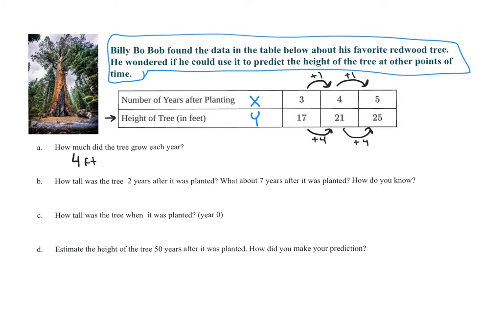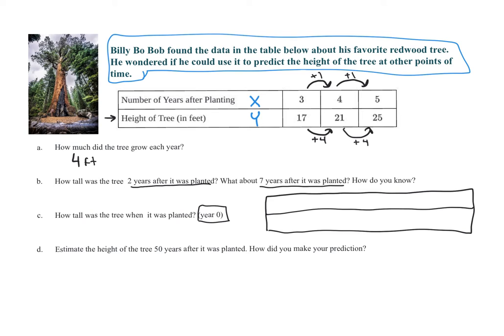Now let's talk about B and C, actually. C will be a part of this as well. I'm going to kind of do B and C at the same time. So we're being asked how tall our tree will be 2 years after it was planted, 7 years after it was planted, and also the year it was planted, or year 0. So what I'm going to do for this is I'm going to make a new table.